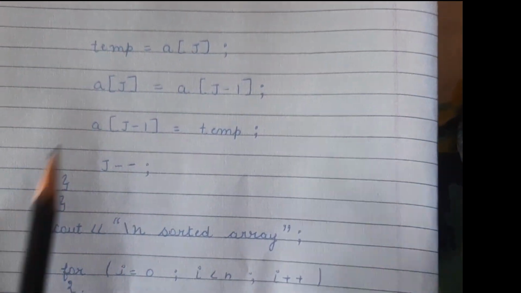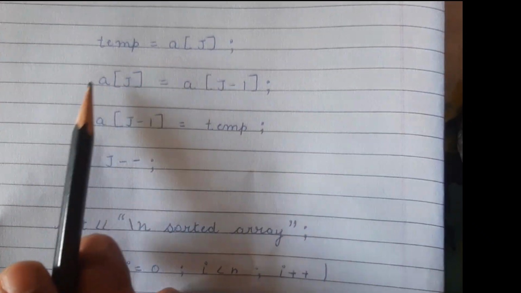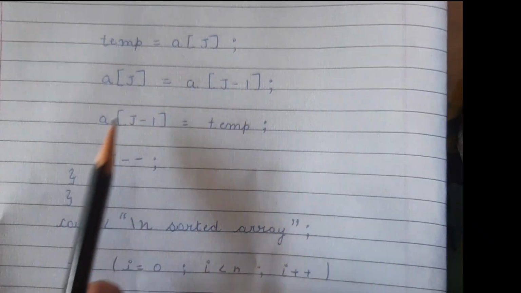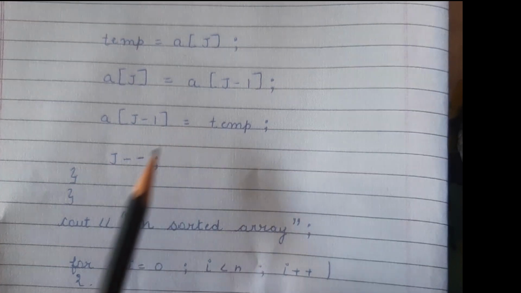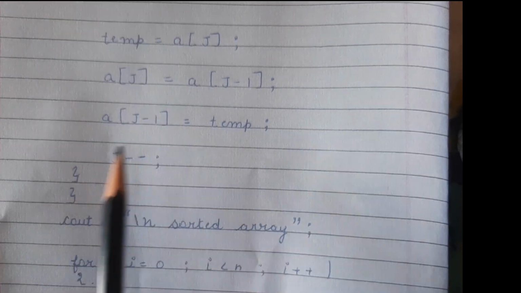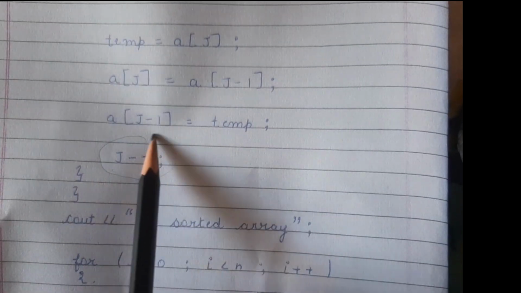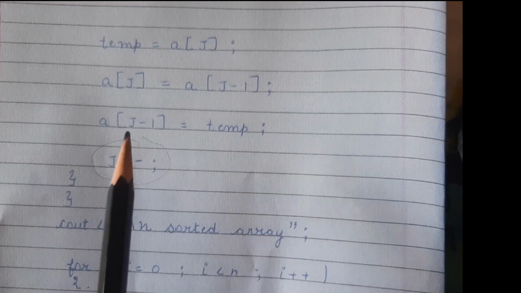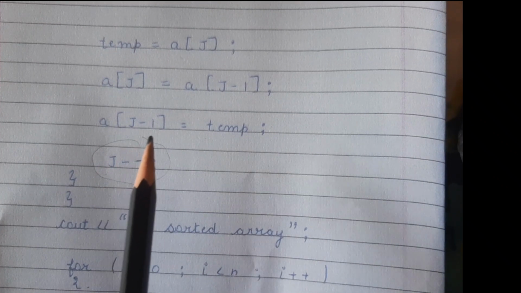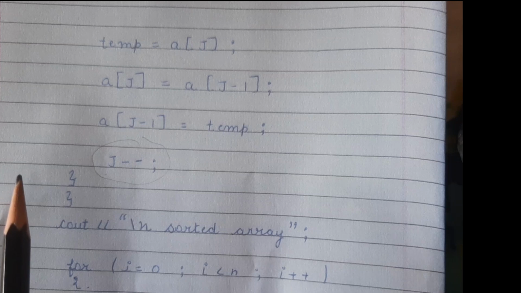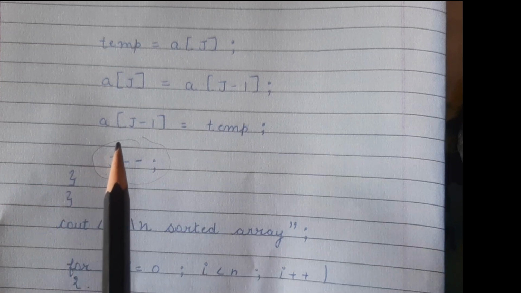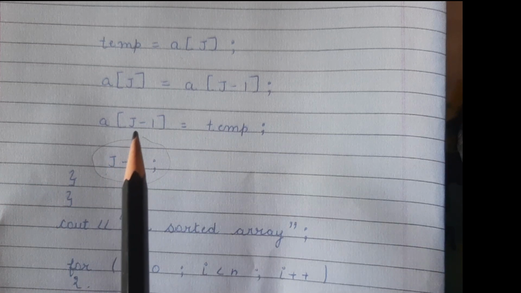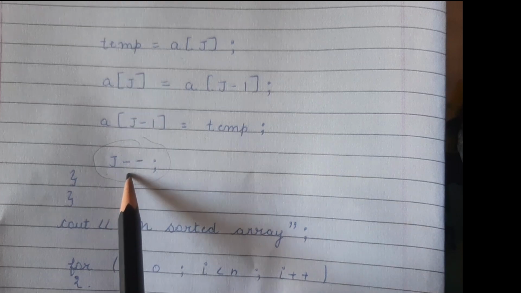So here I write temp is equal to a of j, a of j is equal to a of j minus 1, and a of j minus 1 is equal to temp. Now j is decremented. Why is j decremented here? Because I have to compare the key element with all the previous elements. But in the first iteration we have a single previous element, so j minus minus becomes 0.